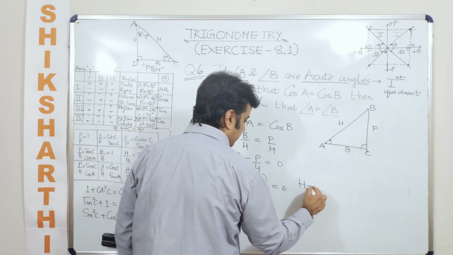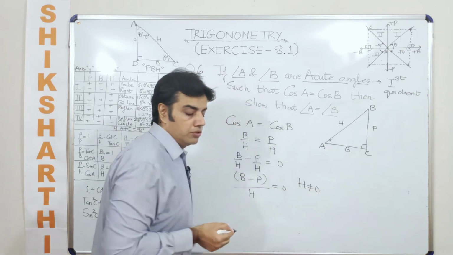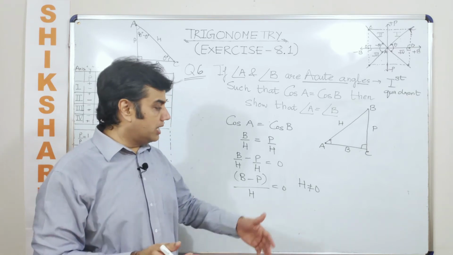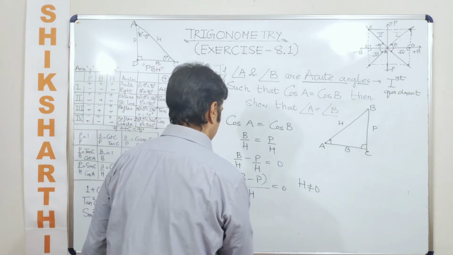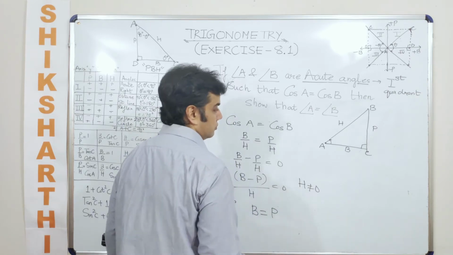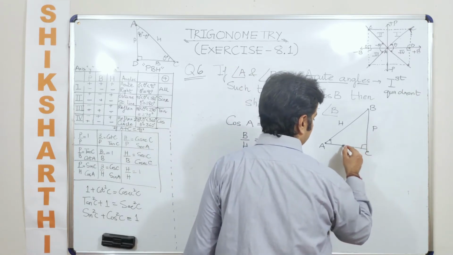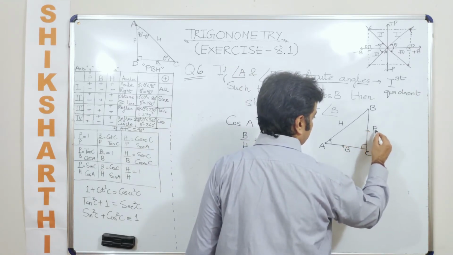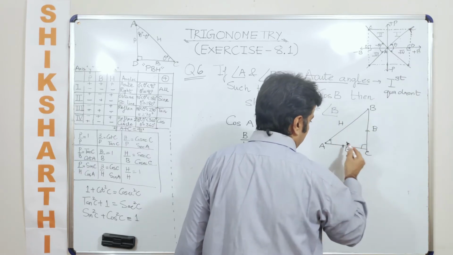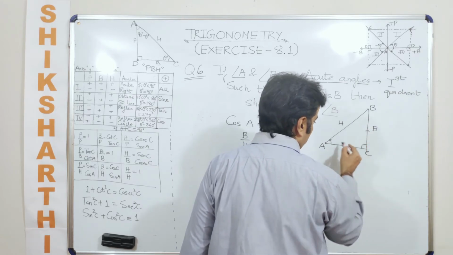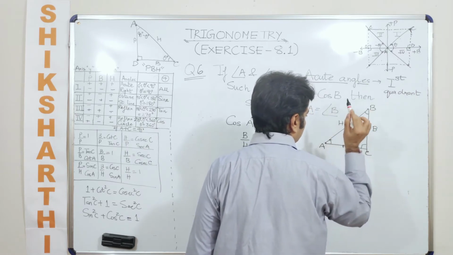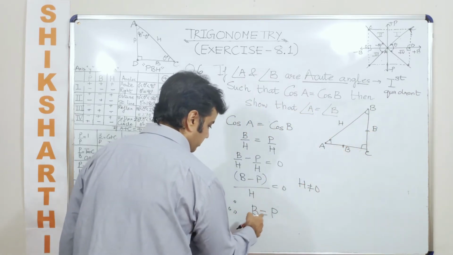And in a triangle we know that hypotenuse is a non-zero and positive length. So from here we'll be able to say, therefore base is equal to perpendicular. So we are saying what? This side is equal to this side. So now instead of P, I can write it as B. Okay, so in a triangle, if there are two sides which are equal, their corresponding angles would also be equal. So this angle becomes equal to this angle. So proved.